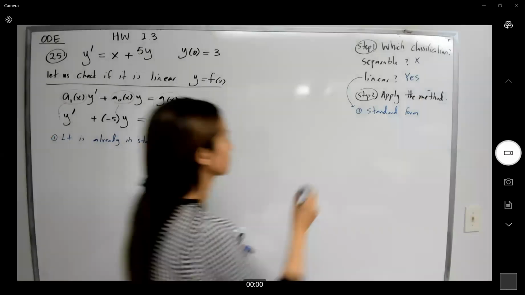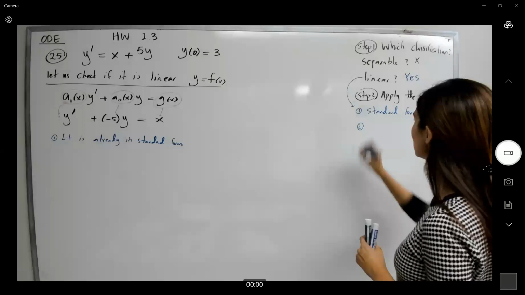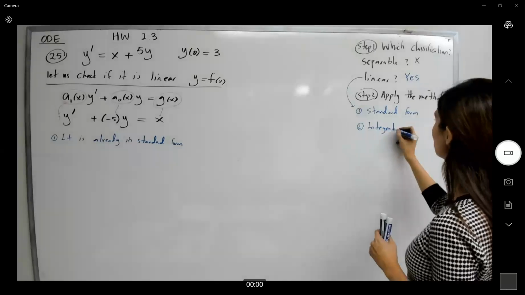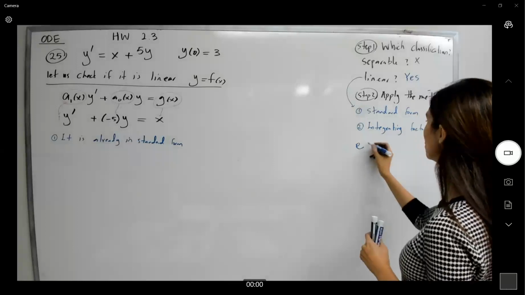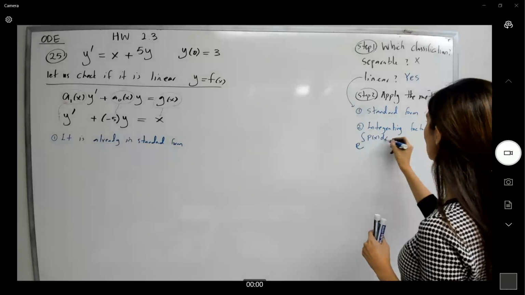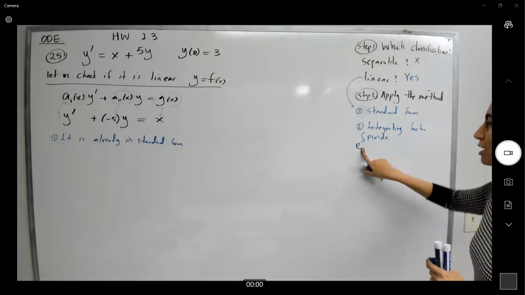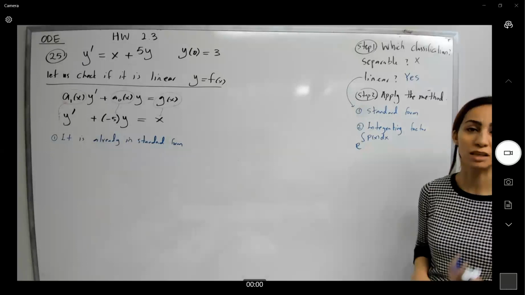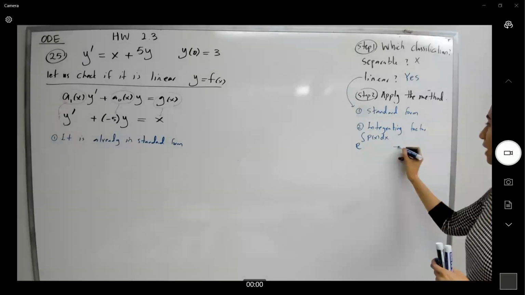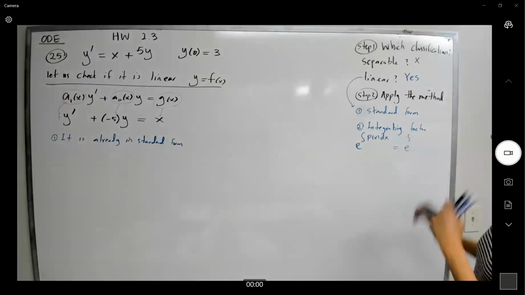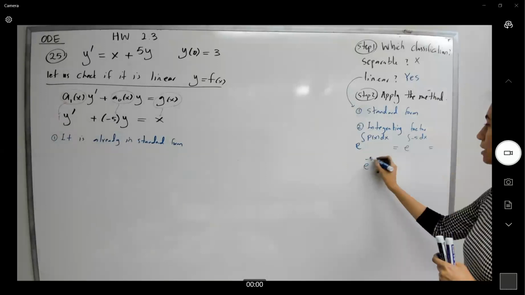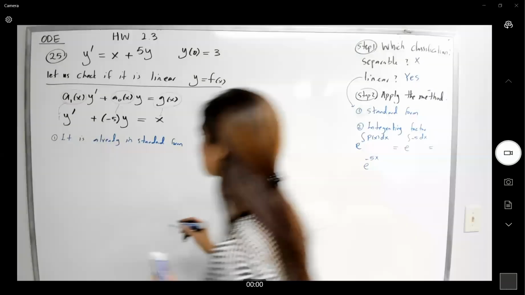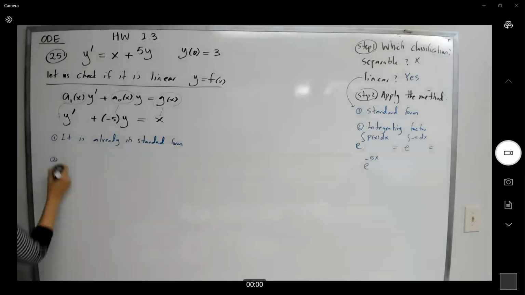In step 2, we need to find the integrating factor, which is e to the power integral P(x) dx. Sometimes they use Greek letters like mu to represent the integrating factor. So the integrating factor is equal to e to the integral of P(x), which is just negative 5 dx. And what did we get? We get e to the power negative 5x as the integrating factor.